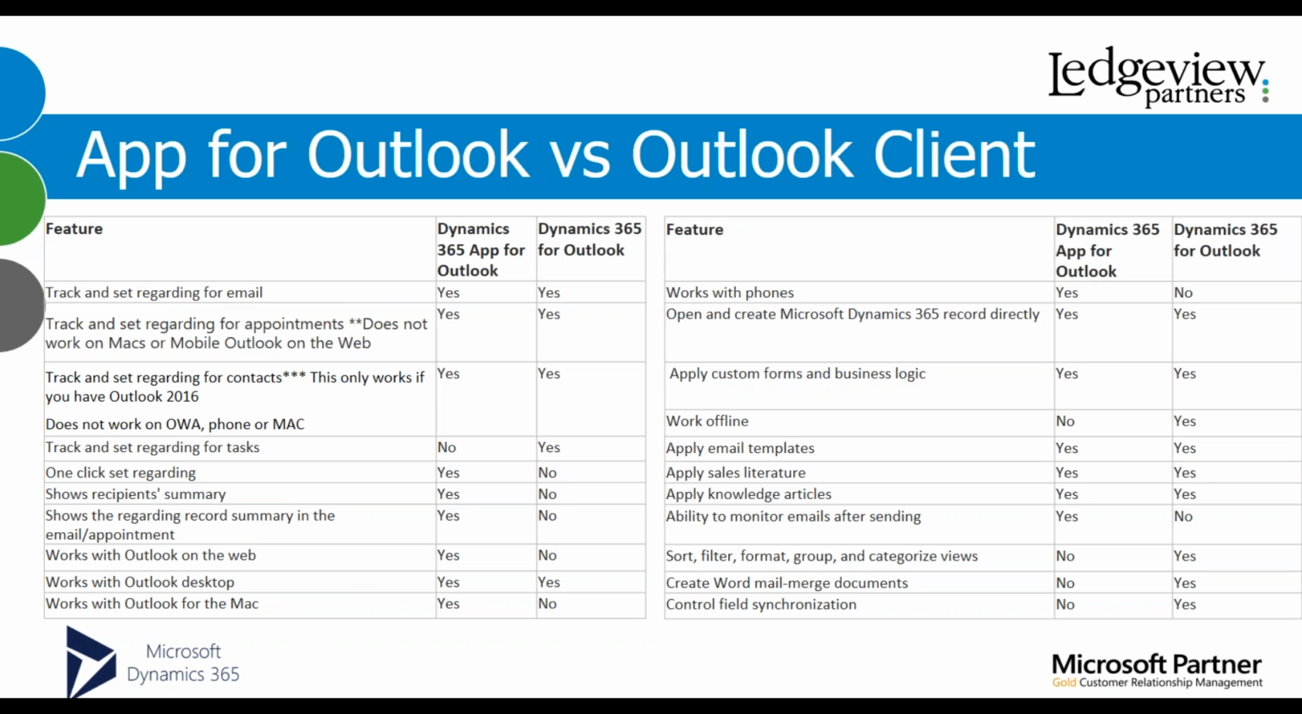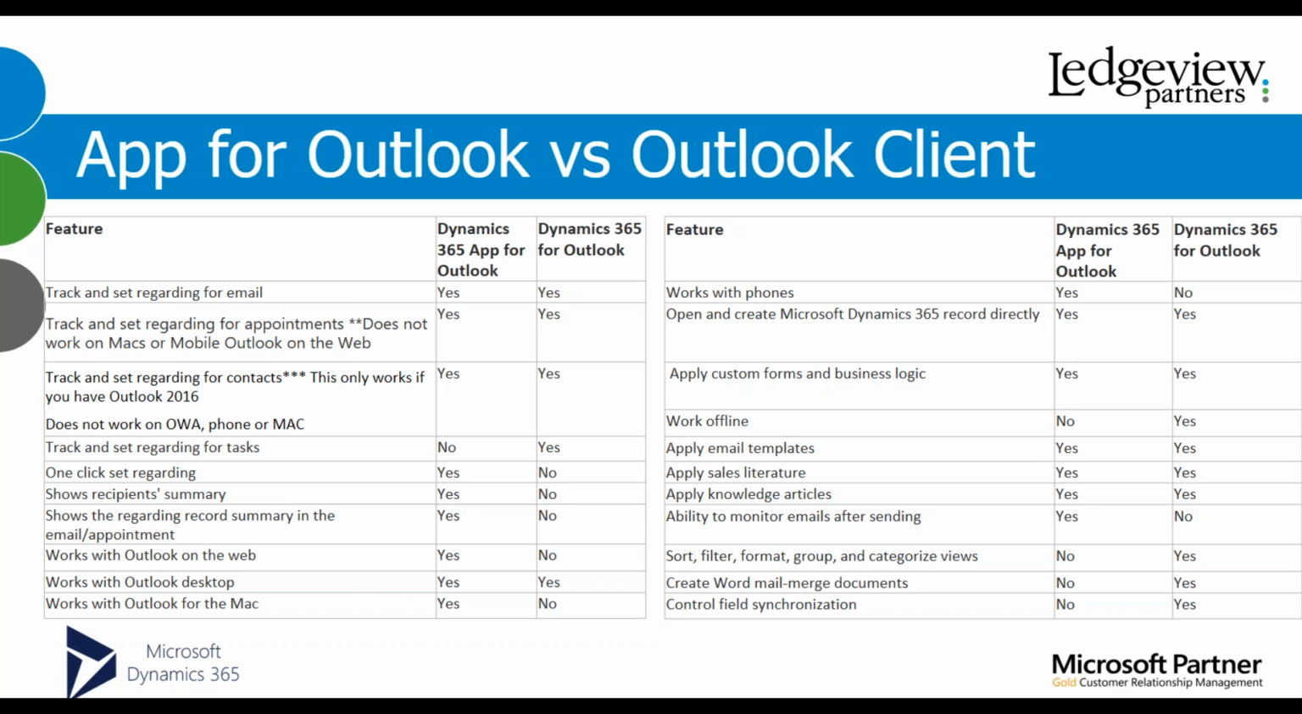You can also track and set regarding contacts, but this is a really new feature and only available on the desktop Outlook 2016, and there is a specific version that we'll get to on the next slide. It doesn't work on OWA, which is considered the Outlook web application, phone, or Mac.